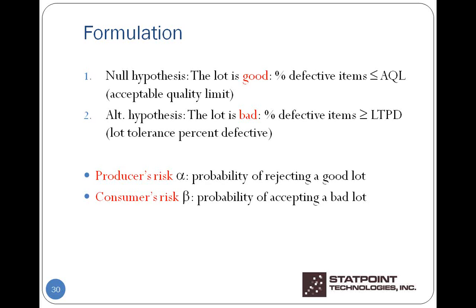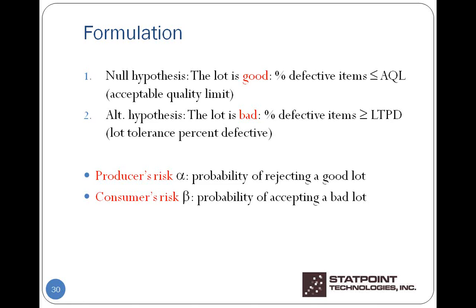To define a bad lot, I create something called the LTPD, the lot tolerance percent defective. For example, 3% might be my alternative. I'm basically saying, anything less than 1% is really good. Anything greater than 3% is really bad.